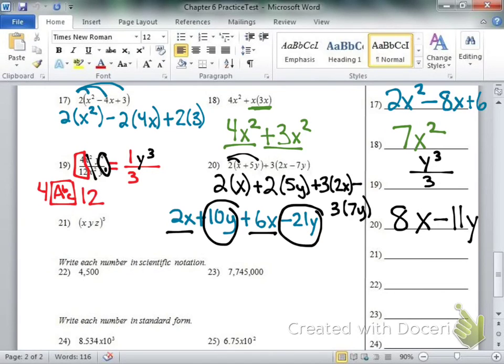Alright, and then we have number 21 tucked away right here. Nothing has an exponent in parentheses, so I'm going to give them all a 1, and then multiply each of them by 3. So that's going to be x to the 3rd, y to the 3rd, z to the 3rd. Alright, I'll give you a couple seconds to catch up, and then we'll talk about scientific notation.